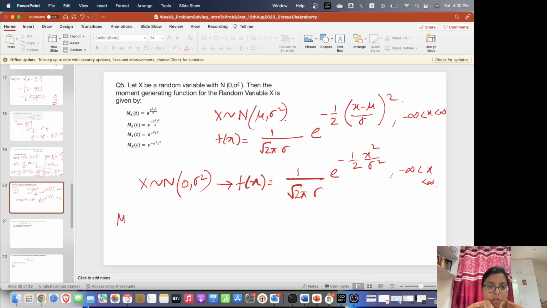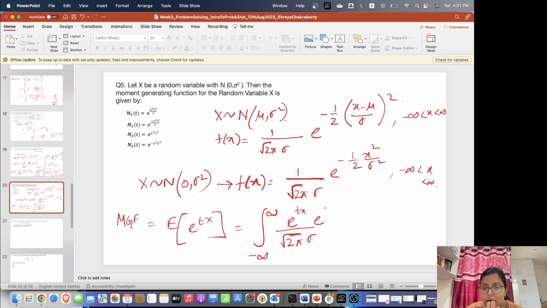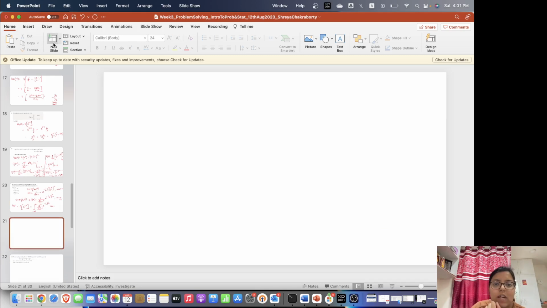So the MGF will be expectation of e to the power tX. So this will be the integration over minus infinity to infinity of 1 by root 2 pi sigma, e to the power tx into e to the power minus half x square by sigma square dx. Can you please try and proceed? Here, how should you do it?